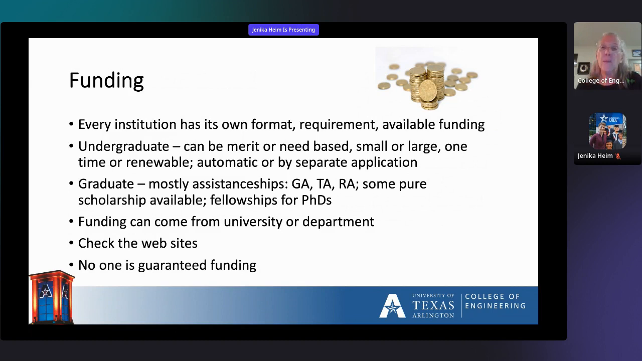So for undergraduates, this can be merit-based, it can be need-based, it could be a large amount of money, it could be a small amount of money, it could be a one-time award, it could be renewable for up to your 4 years of study. It might be an automatic scholarship or automatic funding where you don't even have to apply, but because of your application, the school has decided to give you money. Sometimes you need to fill out a separate application. Graduate level is a little bit different. For master level students, funding is not readily available in a lot of institutions. Most funding is going to come in the form of a graduate assistantship, a teaching assistantship, or a research assistantship.